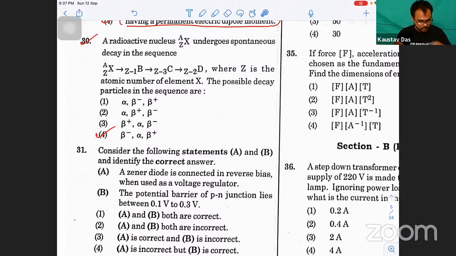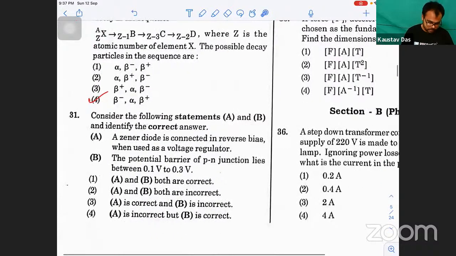If it is a beta particle, then it would have Z plus 1 actually, because the atomic number increases by a factor of 1 whenever a beta particle is emitted, when an electron is actually emitted, and the mass number is reduced by 4 whenever a helium nucleus is emitted.